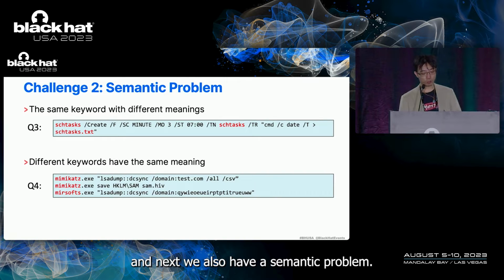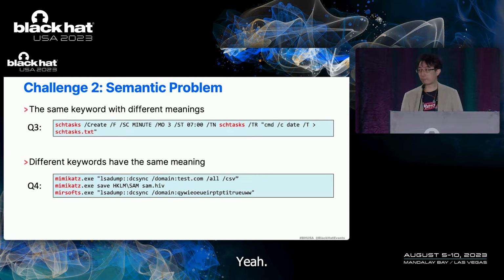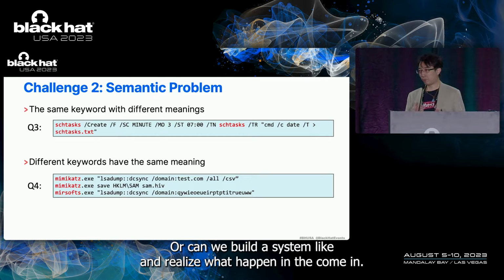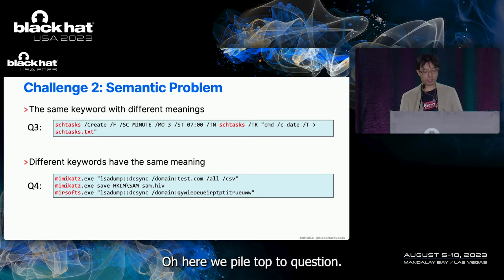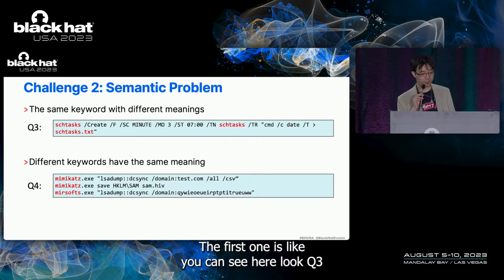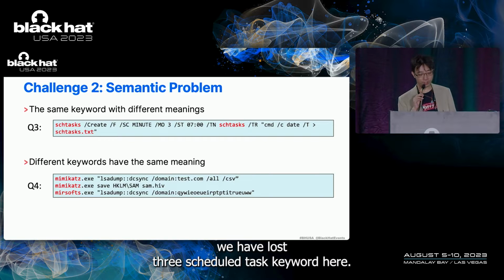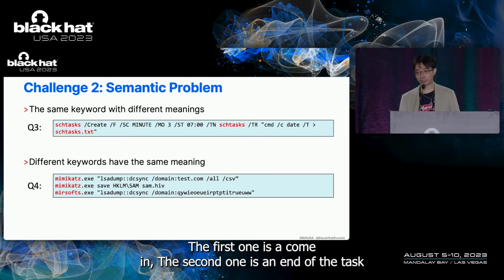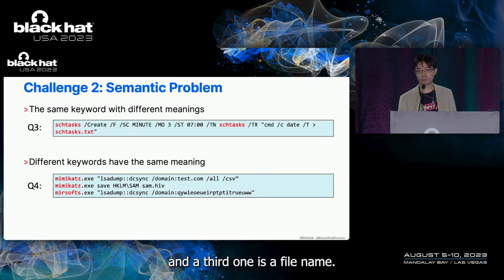And next, we also have the semantic problem. Can we build a system that can realize what happened in the command? Here we point out two questions. The first one is, you can see here in Q3, we have 3 scheduled task keywords. However, every keyword has a different meaning. The first one is a command. The second one is the name of the task. And the third one is a file name.